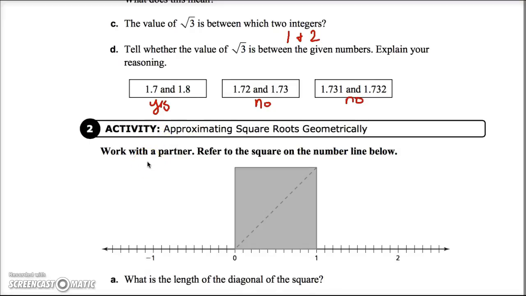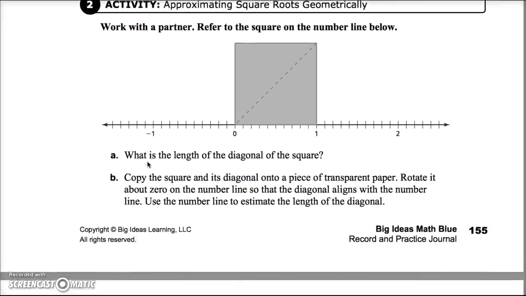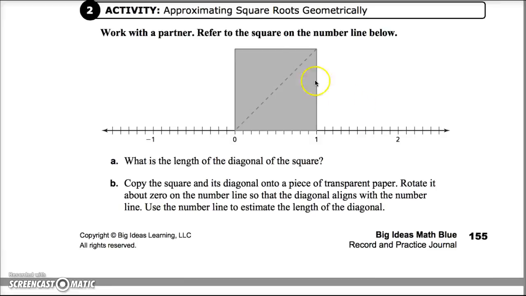Okay. Then, activity 2, we're going to use this square. Part A, what is the length of the diagonal, this dotted line of the square? So, we've just been talking about the Pythagorean theorem the past few days. So notice I actually have a right triangle right here. I know the length of this bottom is 1, and if it's a square, the side has to be 1. So if I use the Pythagorean theorem, I have 1 squared plus 1 squared equals c squared. That's the side I'm trying to find.